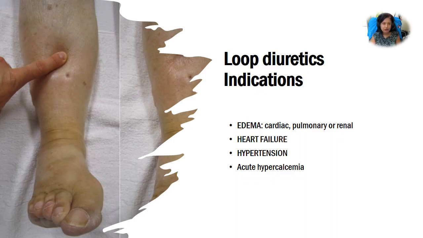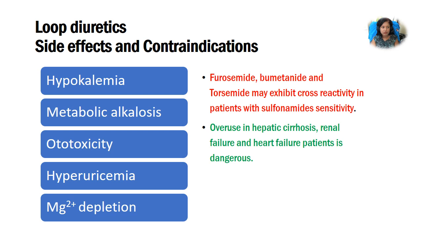Their indications include cardiac, pulmonary, or renal edema, cardiac failure, hypertension, and to treat hypercalcemia in acute cases. Some of the major side effects and contraindications include hypokalemia, metabolic alkalosis, ototoxicity, hyperuricemia, and magnesium depletion. Agents such as furosemide, bumetanide, and torsemide may exhibit cross-reactivity in patients with sulfonamide sensitivity, as I mentioned before. And overuse of diuretics in patients with hepatic cirrhosis, renal failure, and heart failure should be monitored in these patients.